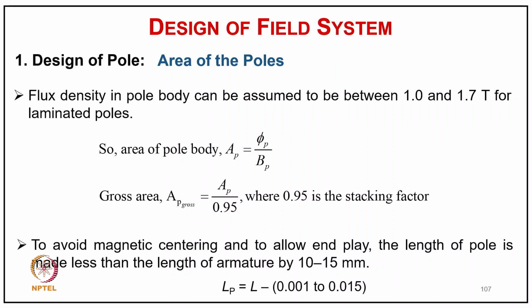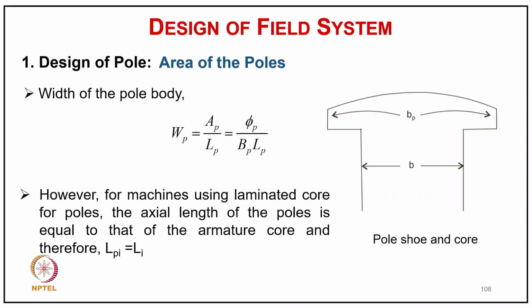To avoid magnetic centering and to allow for the end plate, the length of the pole is made less than the length of the armature by 10 to 15 millimeter, that is Lp equal to L minus 0.01 to 0.015. And now the width of the pole body is Wp equal to Ap upon Lp, that is Φp upon Bp into Lp, as you can see in the dimensions of the pole body of pole 2. However, for machines using laminated core for pole, the axial length of the pole is equal to that of the armature core, and therefore Lp equal to Li.